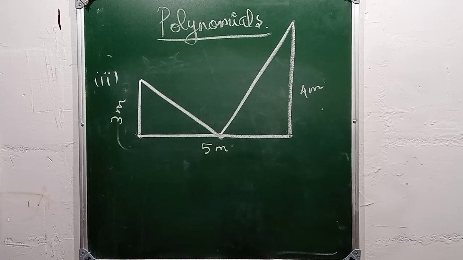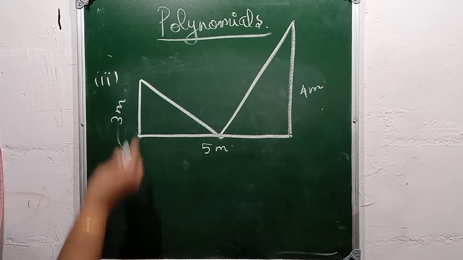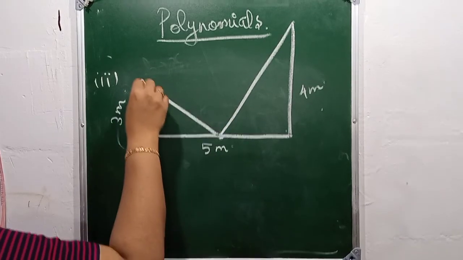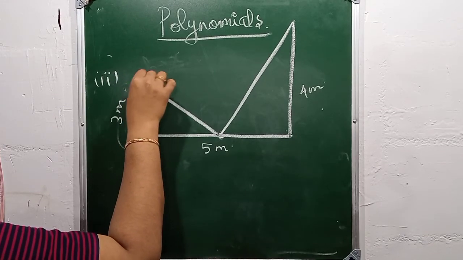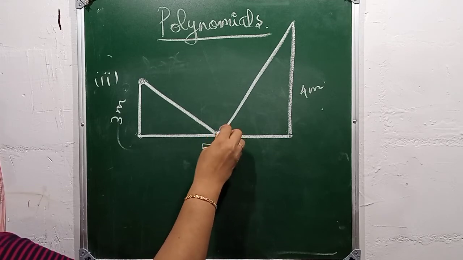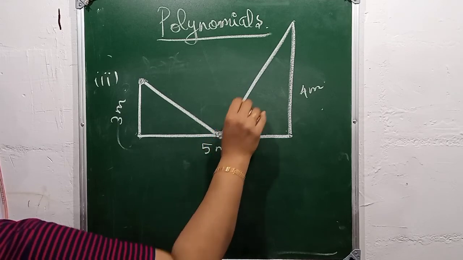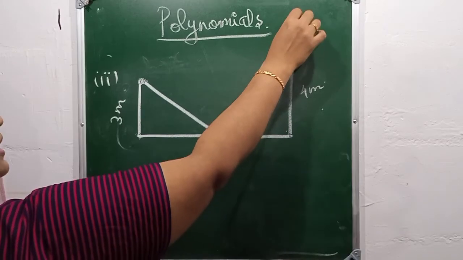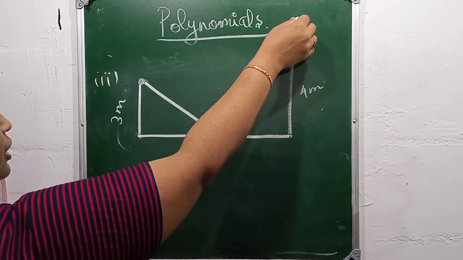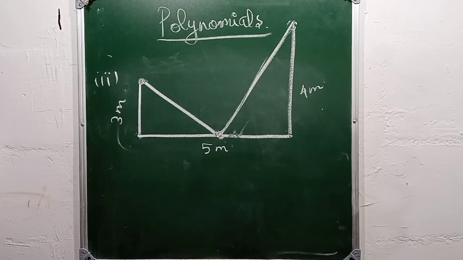A rope is to be stretched from the top of one pole to some point on the ground. Again this rope is stretched from there to the top of the other pole. Okay, and we need to find out the relation between the distance of the point on the ground from the foot of the pole and the total length of the rope.